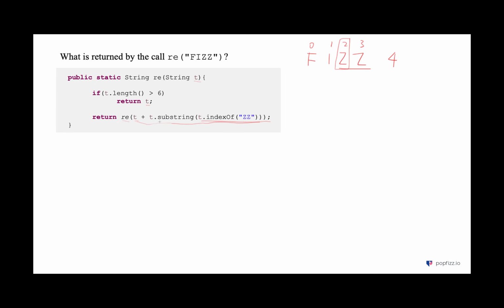Great. Now let's take a look at the next part, substring. So substring(2), or a substring of where zz begins, this is going to be your start index. And because the end index is not specified, it's going to give you substring from the start index to the end. So basically, this will return zz. And then add that to fizz, which is going to be fizz plus zz. Now that we know how this works, let's start tracing. So I'm going to write that return statement at the end, t plus t.substring, t.indexOf("zz").